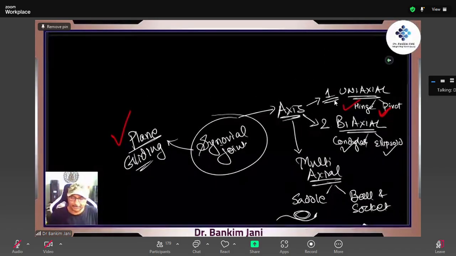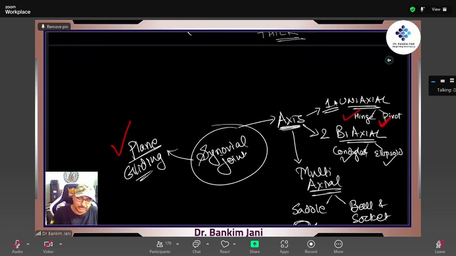So this is plane or gliding. Second, we'll be discussing these synovial joints from the axis perspective, as the synovial joint is the most important joint. Axis means this is one bone, this is another bone. If the bones are moving like this only, that means it is working on only one axis.